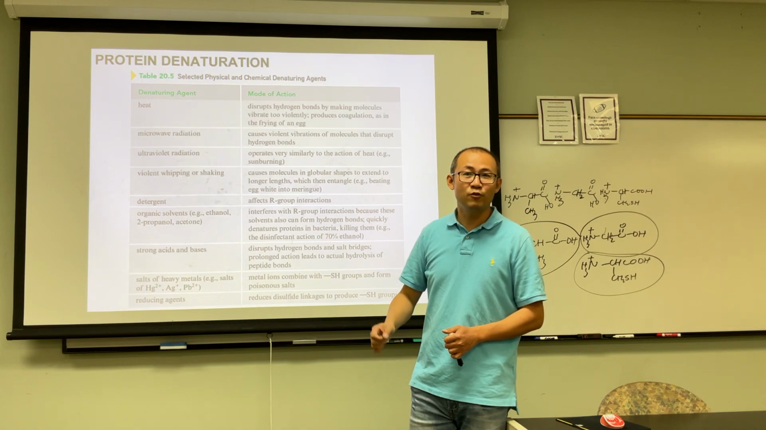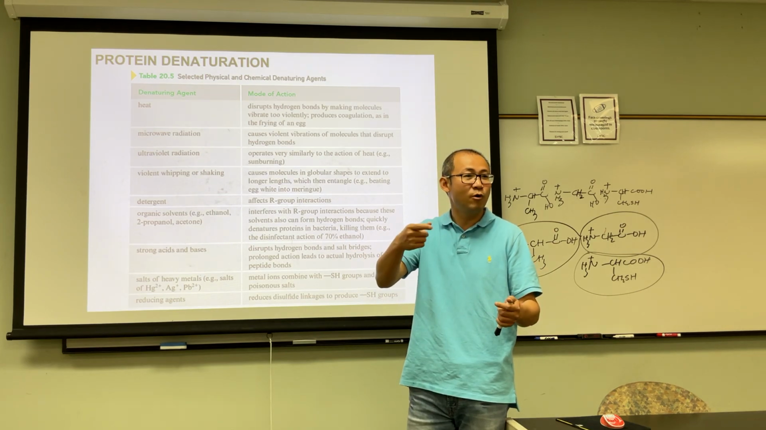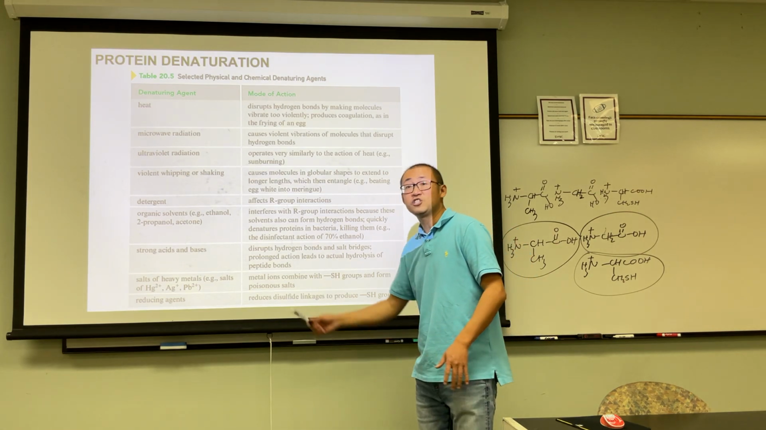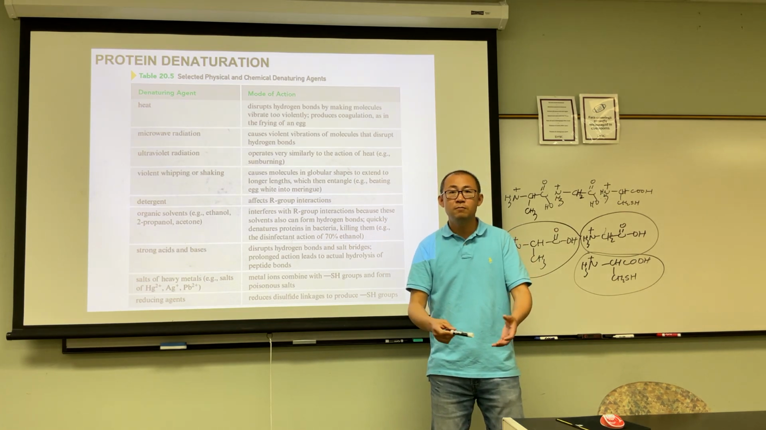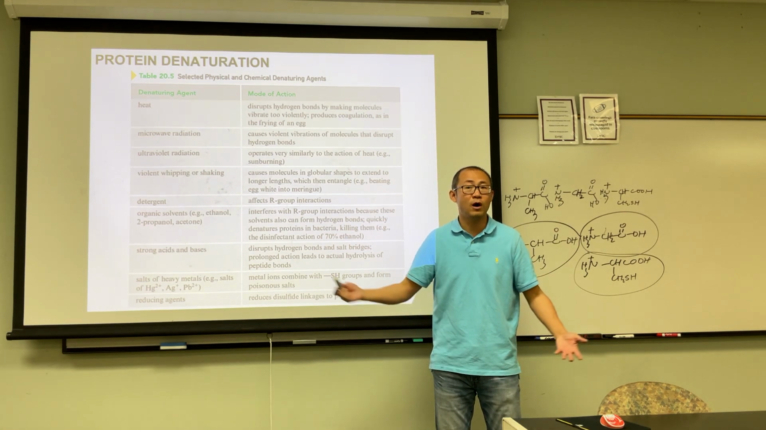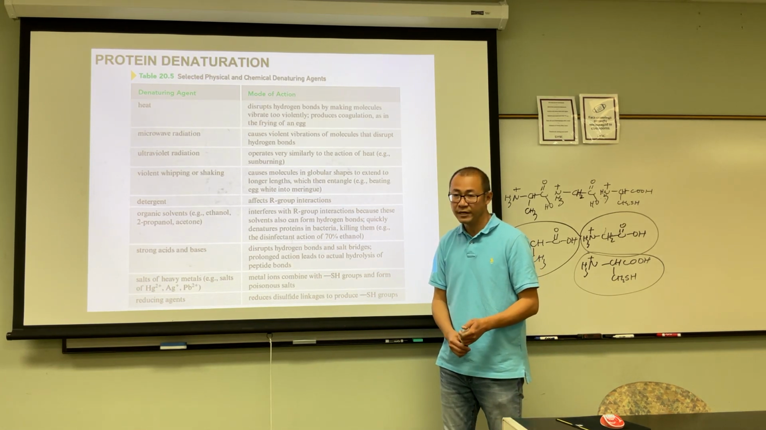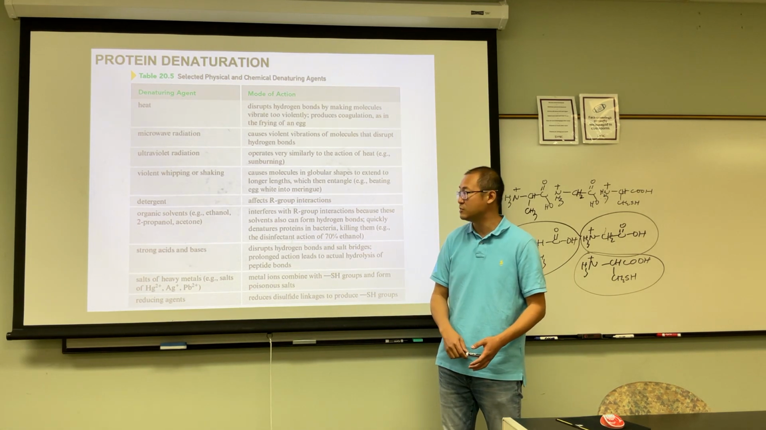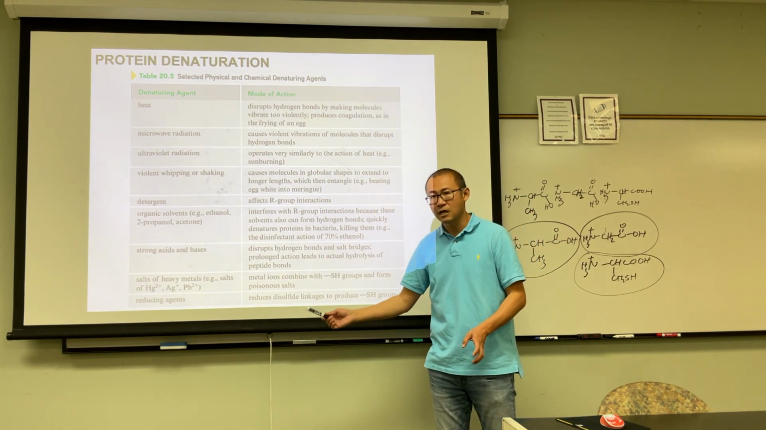Whipping, right? If you bake, you know if you heavy whip the egg white, what would you see? It becomes like a foam, right? That's the same, denatured. Whipping, mechanical whipping. Detergent, you wash hands. That is basically you denature bacteria or virus proteins. That's why detergent works on killing microorganisms. Organic solvents, ethanol, propanol, acetone, these will denature protein as well. Strong acids and bases, heavy metals, and some reducing agents.